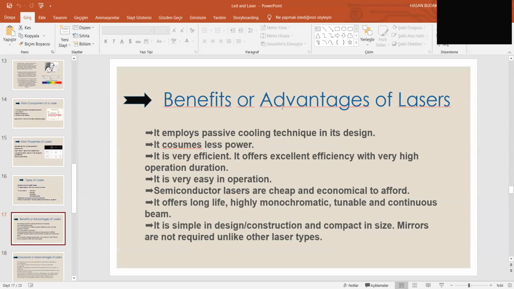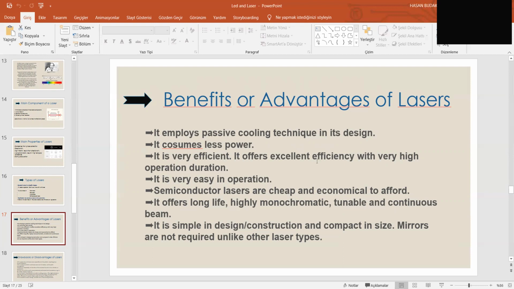Benefits or advantages of lasers. It employs passive cooling technique in its design. It consumes less power. It is very efficient. It offers excellent efficiency with a very high operation duration. It is very easy in operation.